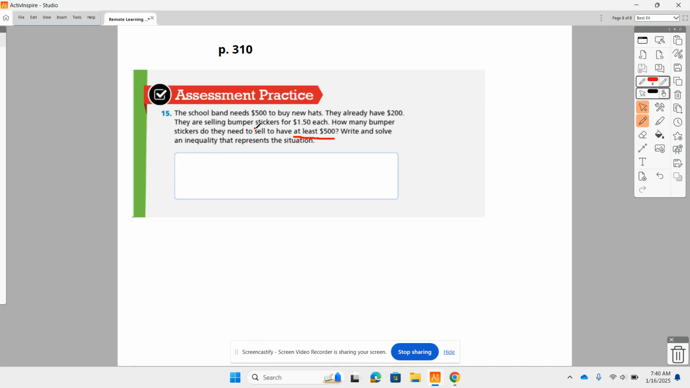Let's use S for stickers, so meaning 150 times every sticker they sell. They get $150 per sticker. They've already saved $200, so we can add that in because they've already saved that. At least, remember just like that first one we did, at least means greater than or equal to $500. Okay, see if you can take it from there and get your inverse operations.